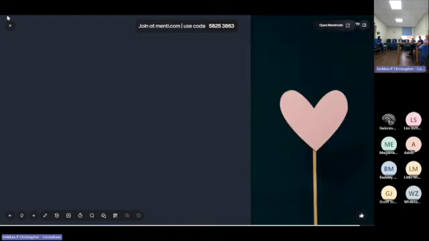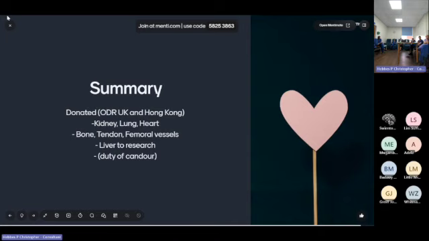And in conclusion, the patient was on the organ donor register, so they donated kidney, lung, heart, bone, tendon, and femoral vessels. Liver went to research. I spoke to the family to apologise because that fell under the duty of candour criteria, because the patient was irradiated twice. And also, from a humanitarian point of view, we unfortunately ended up prolonging the time to death and the time to then donate. So I did feel it was important to have that open and honest discussion, which we did.